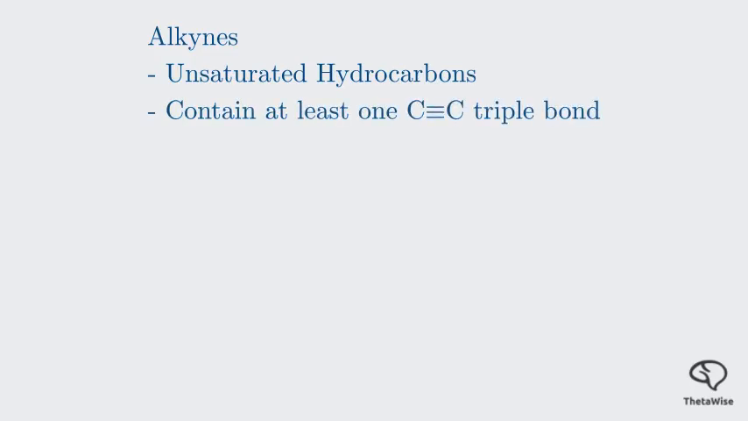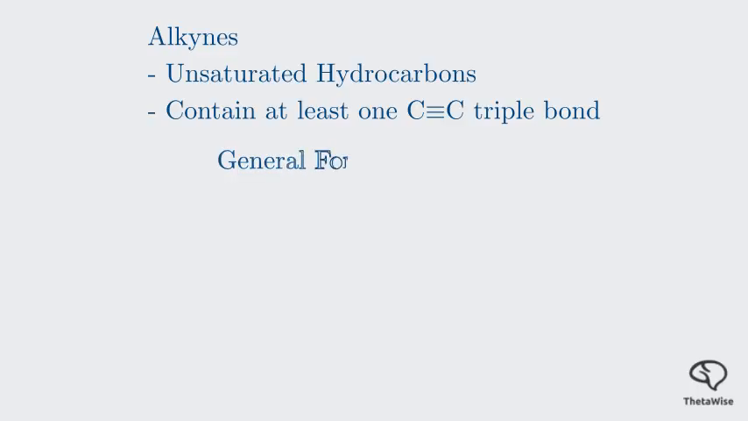With 2 pi bonds instead of 1, alkynes are even more reactive than alkenes. They have even more empty spots available for reaction, making them excellent building blocks in organic synthesis. The general formula for alkynes reflects this higher degree of unsaturation. It's CnH2n-2.